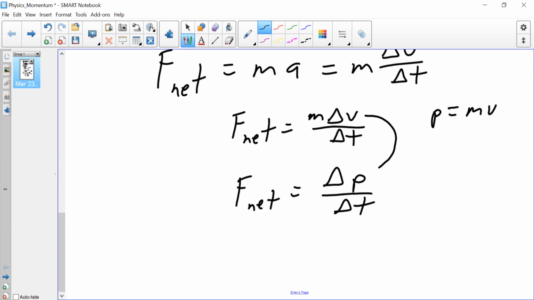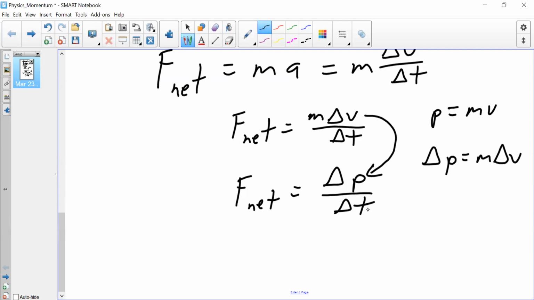This is what we get here in our numerator. Because P equals mv, then if we change the momentum as we did by the application of an outside force, this delta P is mass times change in velocity. Change in velocity is going from an initial to a final. So the difference, the delta V here, is going to be final minus initial speed.